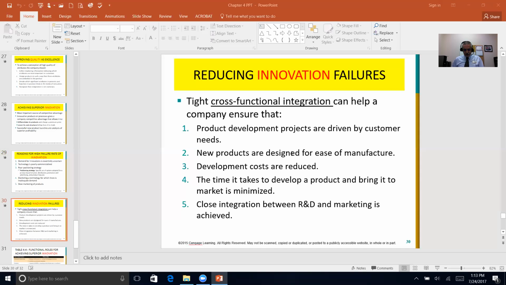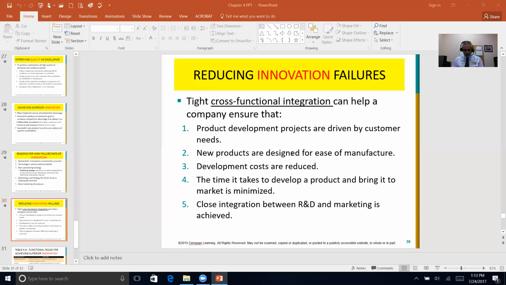How do we go about reducing some of these failures? Through this cross-functional integration, as we can see that product development is driven by customer needs, meaning you've got to listen to what your customers are saying, then you've got to respond to what they're saying to the best of your ability to tailor your products to ensure that you're going to meet their needs.